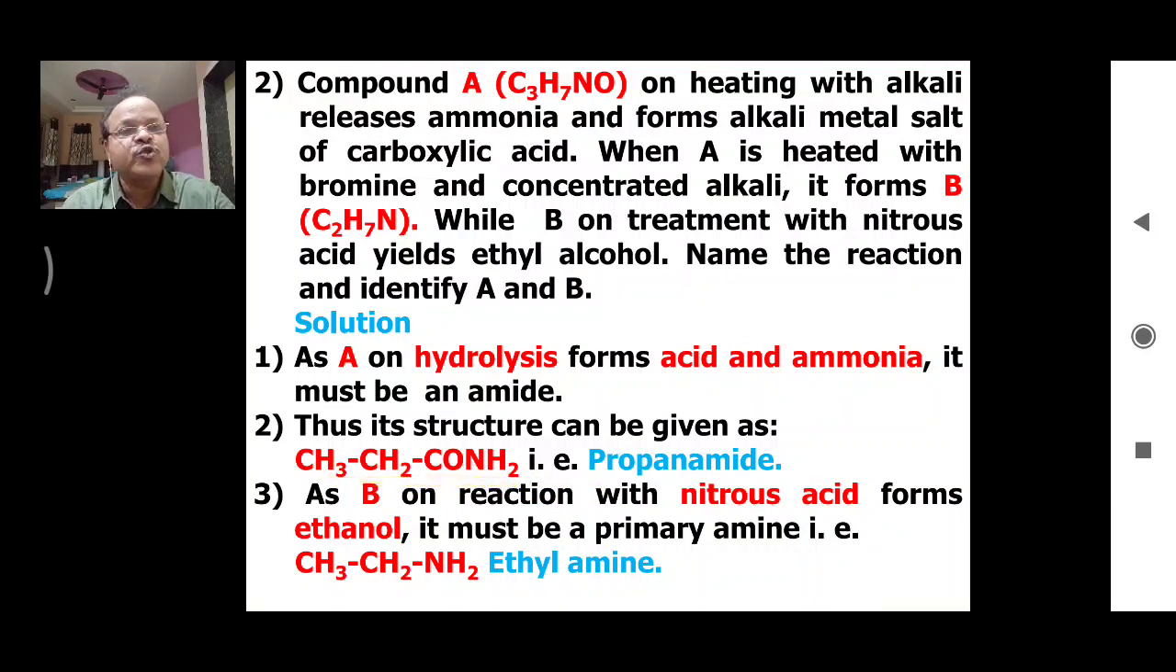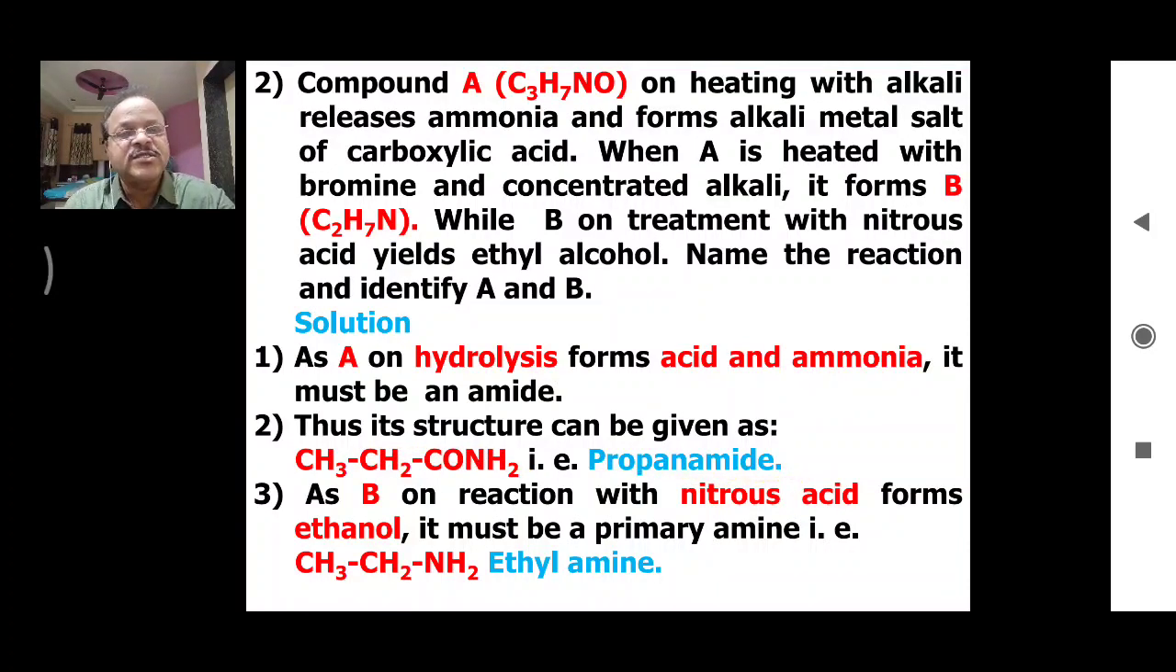CH3CH2CONH2. So just draw 3 carbon atoms which are linked to each other. Then one carbon must be present in amide form, CONH2 form. For the remaining 2 carbons, we have to fulfill the tetravalency by linking hydrogens to them. So this is how we can arrive at the structure of compound A, which is called propanamide.